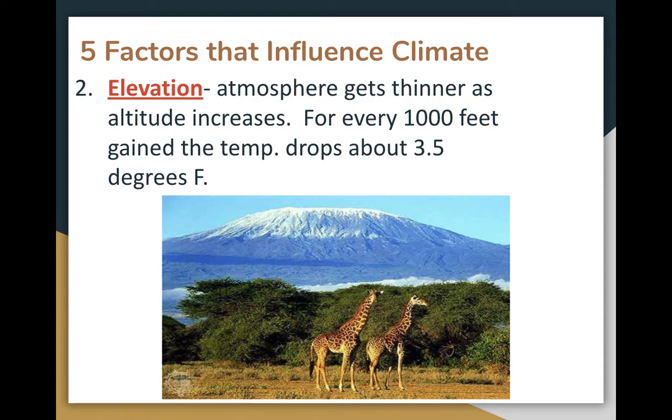All right, next thing is elevation. Elevation refers to how high you are above sea level. As you go up, the atmosphere gets thinner. So as altitude increases, about every 1,000 feet, the temperature drops about 3.5 degrees Fahrenheit. So every time you go up 1,000 feet, it gets colder.